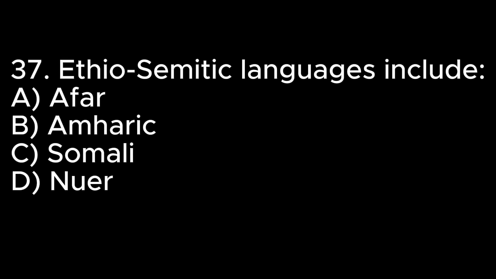37. Ethio-Semitic languages include A. Afar. B. Amharic. C. Somali. D. Nuer. Answer: B. Amharic is an Ethio-Semitic language.